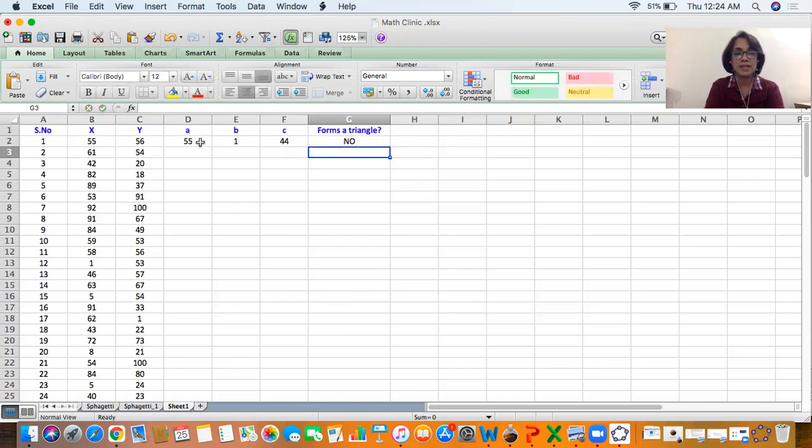Now here the piece lengths are A is 55, B is 1, and C is 44. The maximum value is not less than 50, and therefore a triangle is not formed. So now I can select all these and simulate.